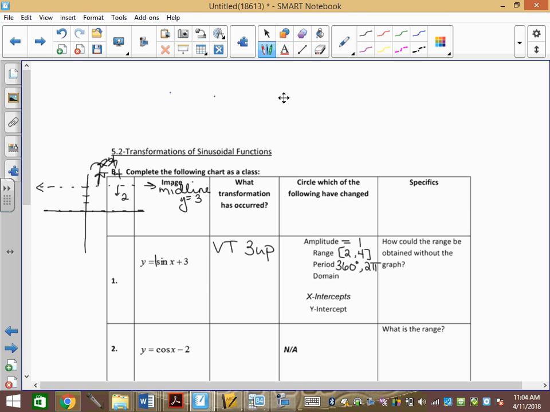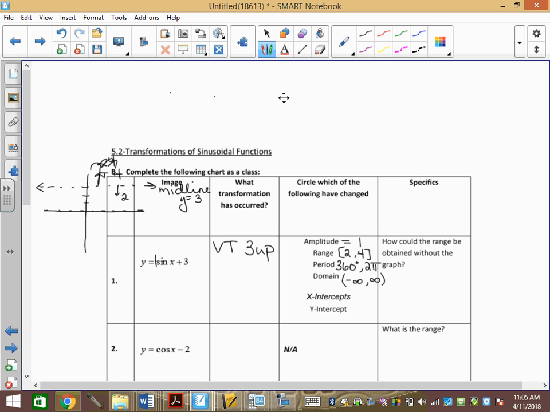What about our domain? X is an element of the reals, or negative infinity to positive infinity. So for this one, I'll do interval. Does moving it up affect my x-intercepts? Yeah. This graph doesn't have any.